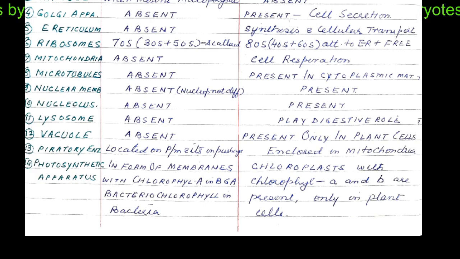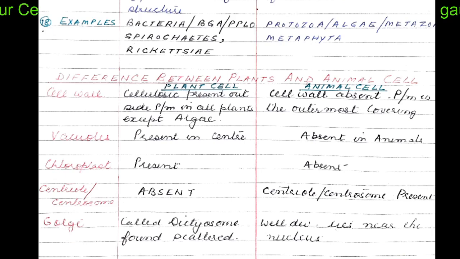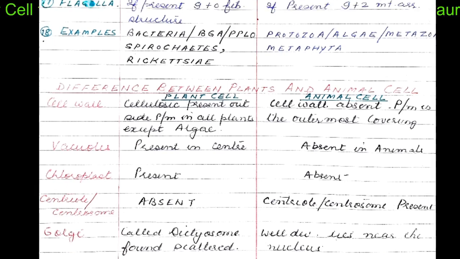Photosynthetic apparatus is present in form of membranes with chlorophyll A in blue-green algae and bacteriochlorophyll in bacteria, whereas chloroplast contains the photosynthetic apparatus with chlorophyll A and B and is present only in plant cells. Animals don't have chloroplast or photosynthetic machinery.